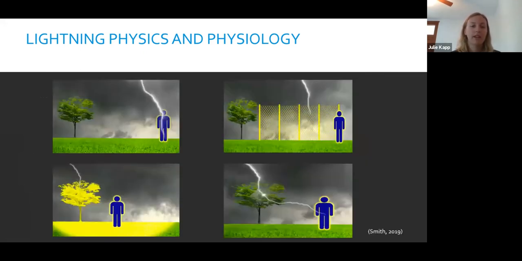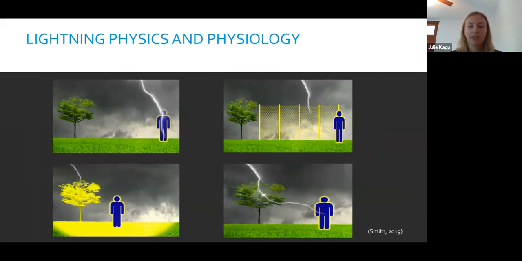There are four main types of strikes that can cause injuries. The first one I'm going to talk about is a direct strike, which is pretty much what it sounds like. That's the image on the top right, where the lightning is directly striking the person. Another type of injury is called a contact injury, and that happens when a person touches an object that the lightning strikes. So in this picture, the person is touching the fence, and then the fence was struck by the lightning.